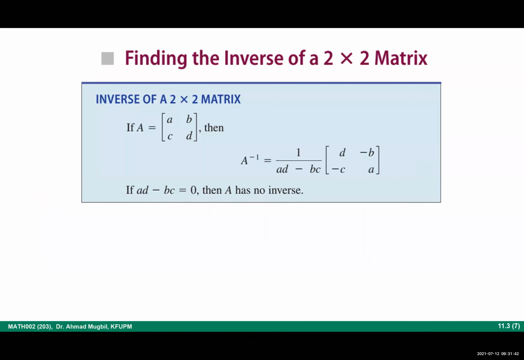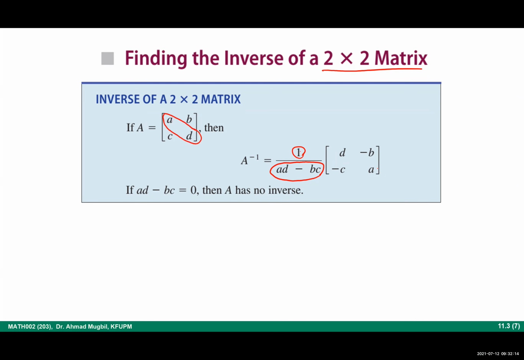Now, the question is how to find the inverse. Let's start with the 2 by 2 matrix. If you have a 2 by 2 matrix like a, b, c, d, the inverse is what? 1 over a number. What is this number? This number is the product of the main diagonal entries minus the product of the other diagonal entries. And here what we will do, we will interchange the entries of the main diagonal, and we will change the signs of the other diagonal. What is positive will be negative, what is negative will be positive.